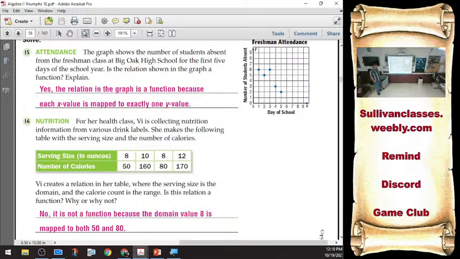16, we have a table. If I was going to create a relation with the table, is it a function, yes or no? Well, yeah. Would you count it if I said no because the 8's not a match? Right now, yes. Going forward to a quiz, let's change the wording a little bit.